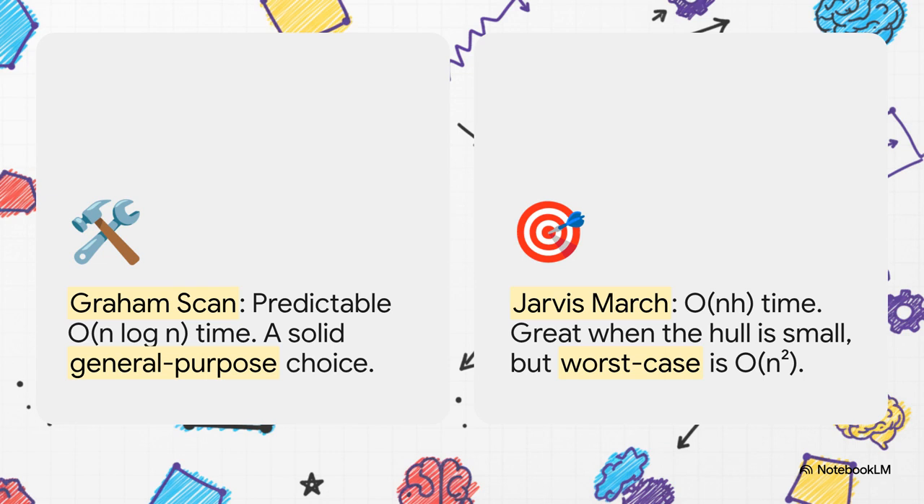Jarvis's March is more like a sprinter. If the finish line is close, meaning h, the number of points on the hull, is really small compared to n, it can be blazingly fast, even faster than Graham scan. But be careful. If you make it run a marathon where almost all the points are on the hull, its performance degrades to a sluggish O of n squared.